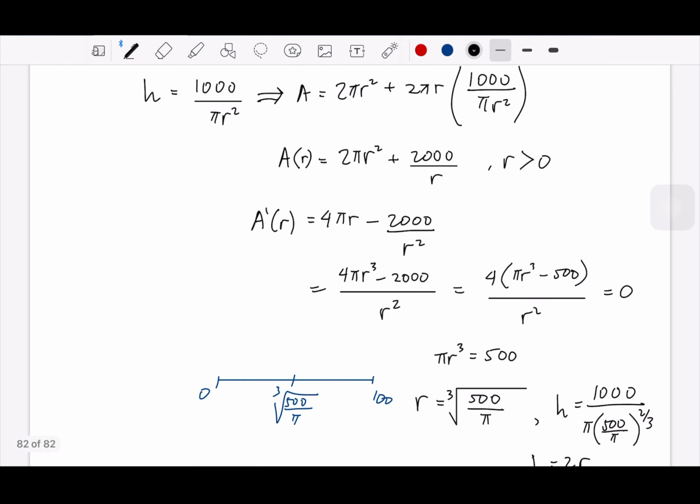I think in the h it's 1000 over pi r squared. Why is it 2 over 2? Which one? The h, you wrote 1000 pi. Oh, I understand now. Yeah, we input r, r squared, input r.